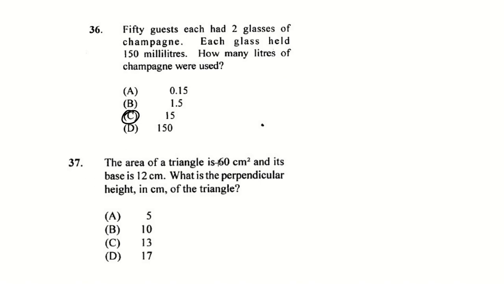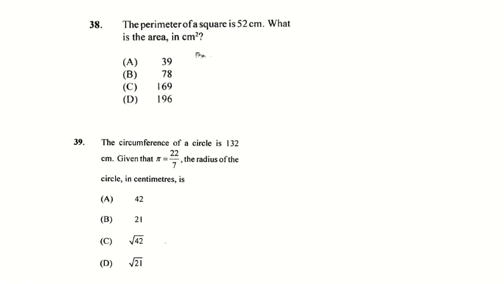The area of a triangle is 60 and its base is 12. So 12 times your height over 2 is equal to 60. So 12 by h is equal to, 6 twos are 12. So your height is 10, right?